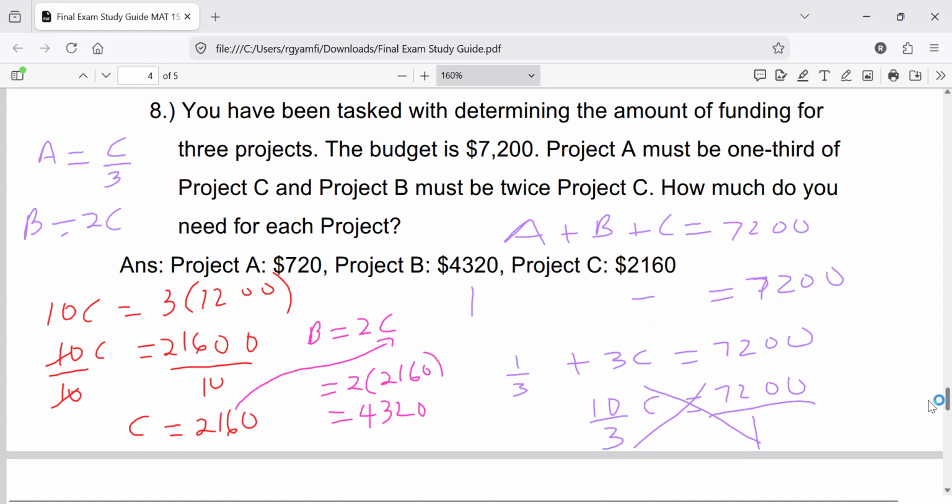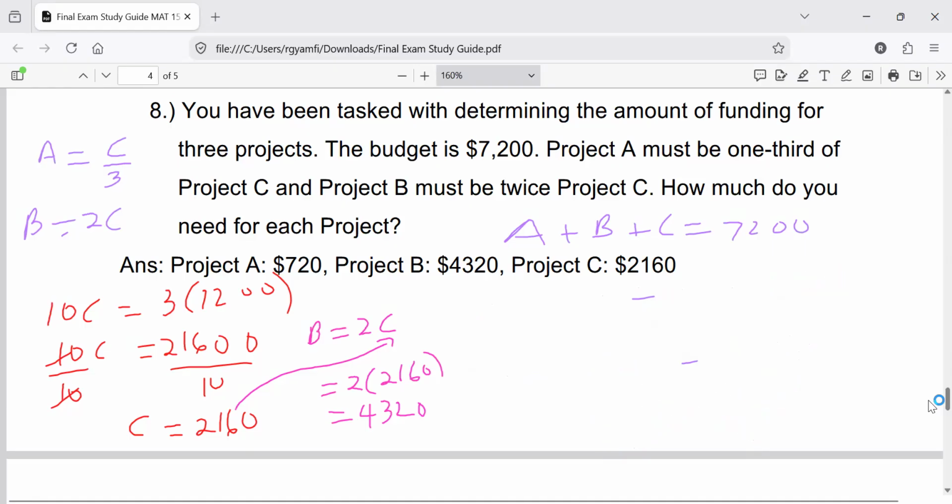Now for A, sorry. A is a third of C. So A equals C/3. And a third of C is 2,160 divided by 3, and that gives us 720. And that's project A. So project A is 720, project B is 4,320, project C is 2,160, and that's it.